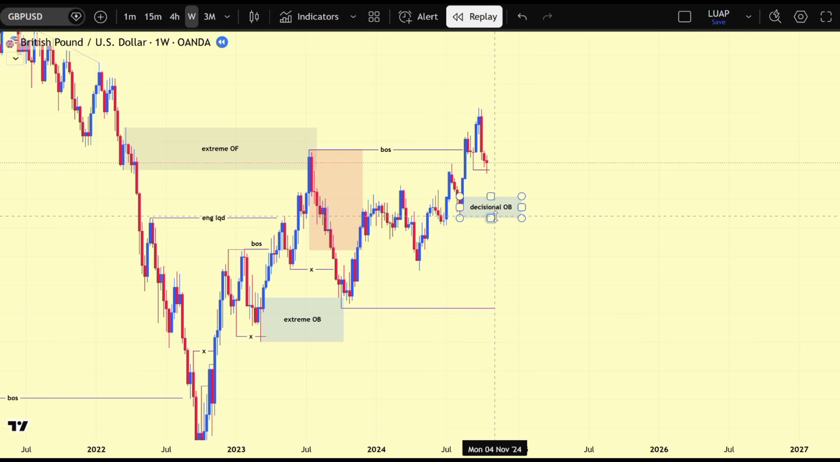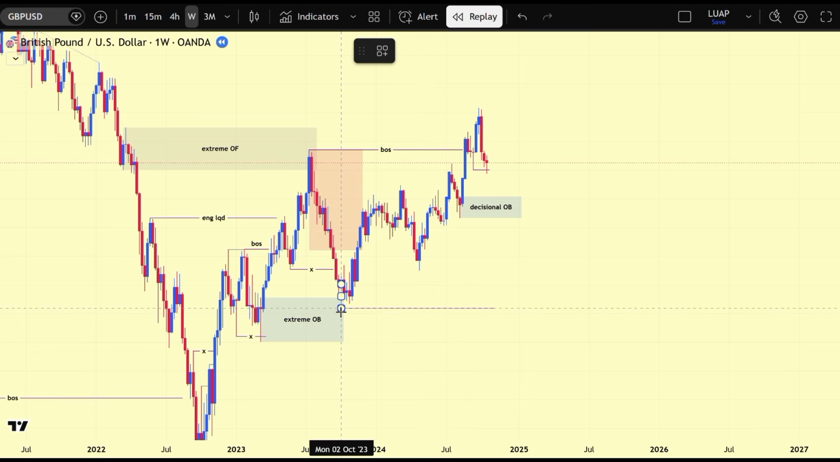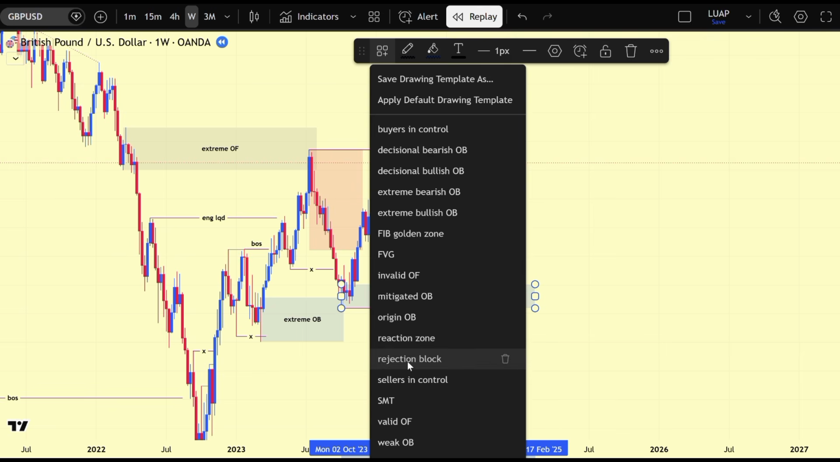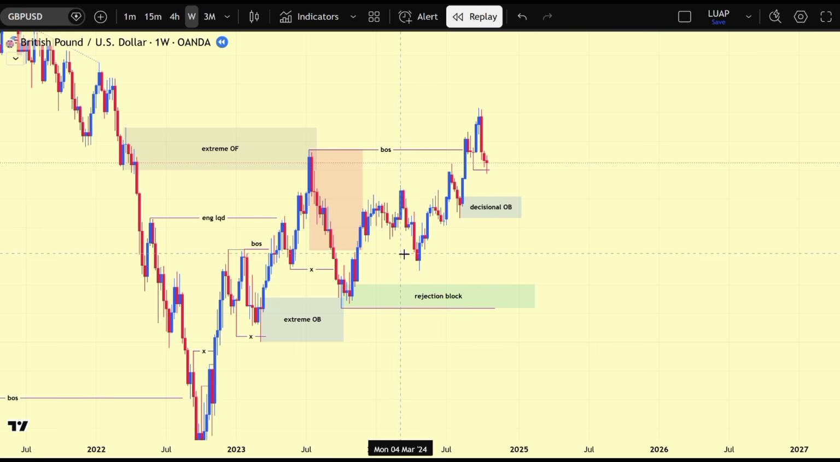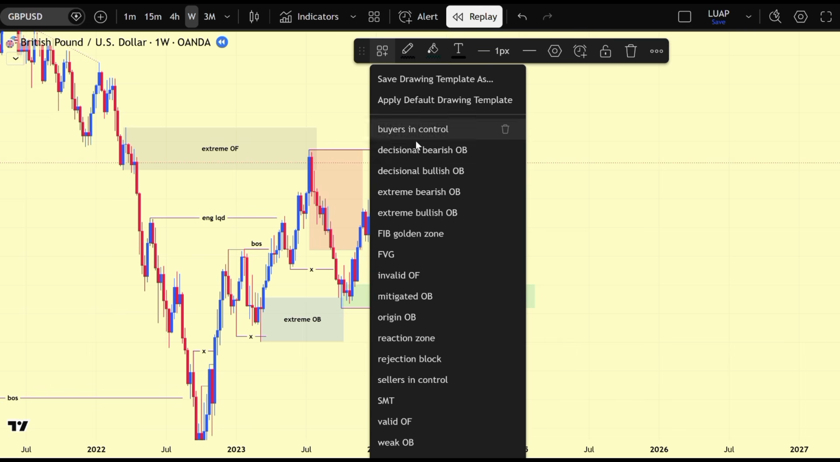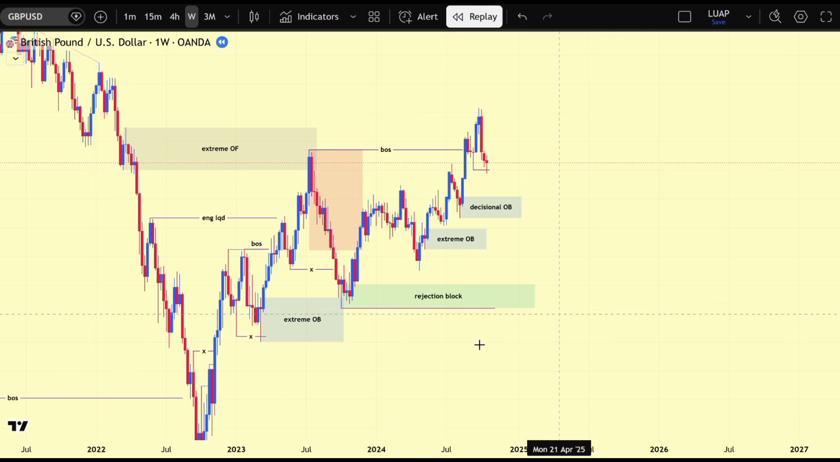This is the decisional order block, as it is the order block that caused the break of structure. This one here is of course the rejection block. So exactly right there we have the rejection block. Okay, and here if I am to check for the extreme order block, you can clearly see this is mitigated, and so this remains to be the one. Yep, so exactly right there we have our extreme bullish order block. And of course the engineering liquidity will be this one here.